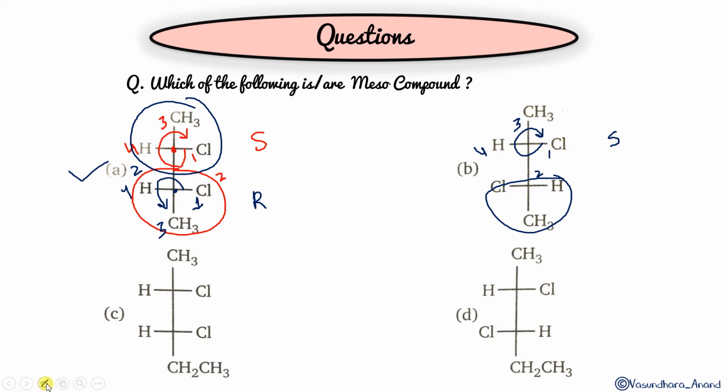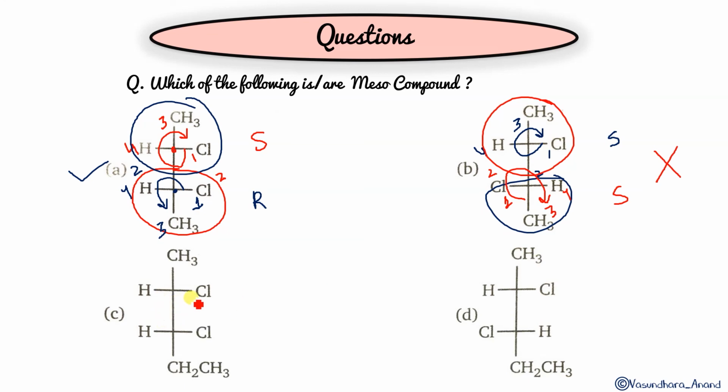Now let me use another color. If I'm going to check this carbon, the 1 is this, and the upper part will get 2. Yes, this will get the 2, and here it is 3, and this one is 4. So just move 1, 2, 3. So it is coming R, but it will be S because H is on the horizontal. Yes. So both are the same, that means it is not going to be a meso compound. Ye meso nahi hoga.